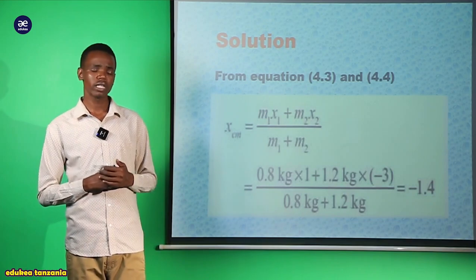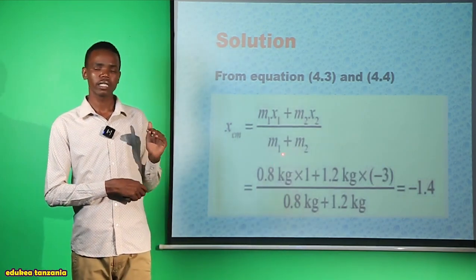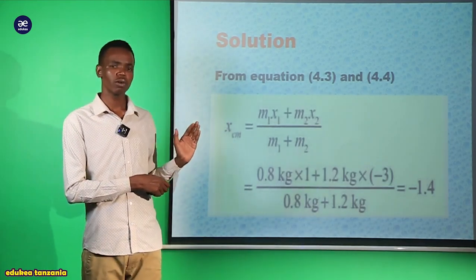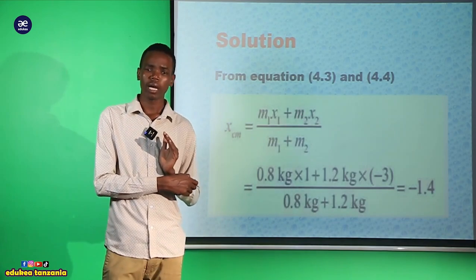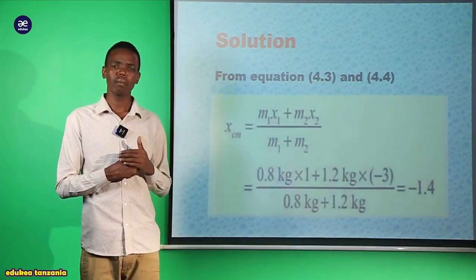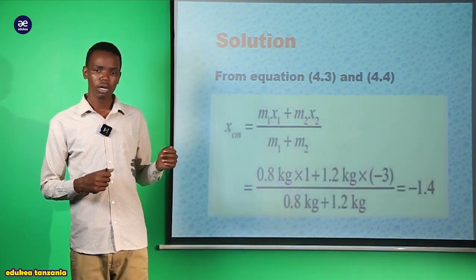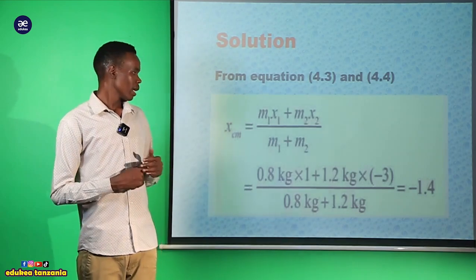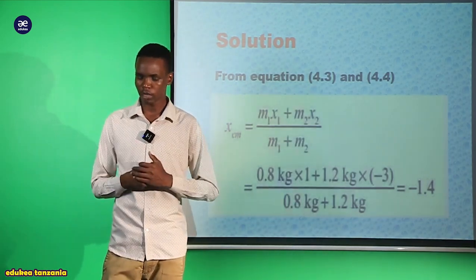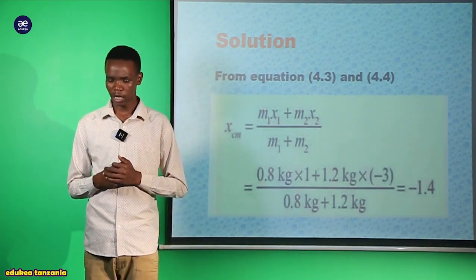So my lovely student, because we have the two particles now, the x at the center of the body, or the center of mass, must be equal to the mass 1 times the x1 coordinate, then we add the mass 2 times the x2. We divide by the mass 1 plus the mass 2.